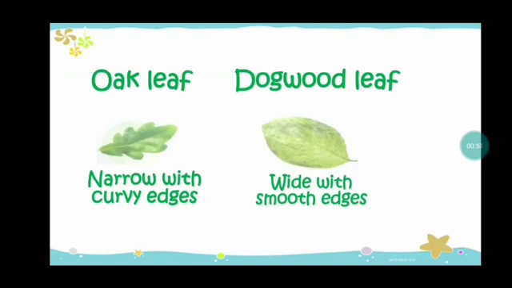Why do they have a wide leaf with a smooth edge? Because they need to get more sunlight. They are shorter, so they need to get more sunlight by having wide leaves with smooth edges. Okay. And then we have to know the parts of the leaf.